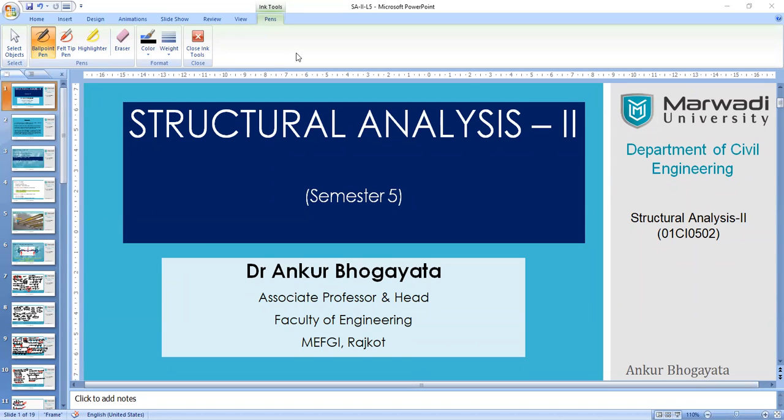And they also vary in their nature, like indeterminacy is external or internal, as well as static or kinematic. Now, since it's an introduction, we started with the most basic, or rather most common, type of indeterminate structure, that is a fixed beam.